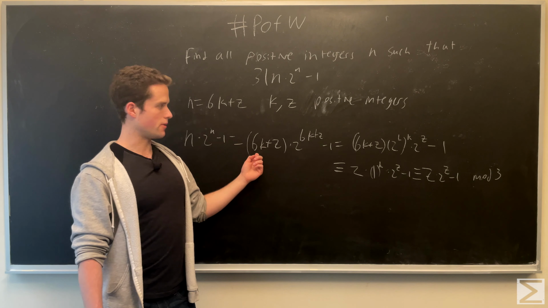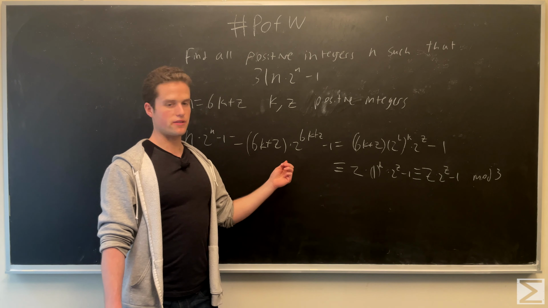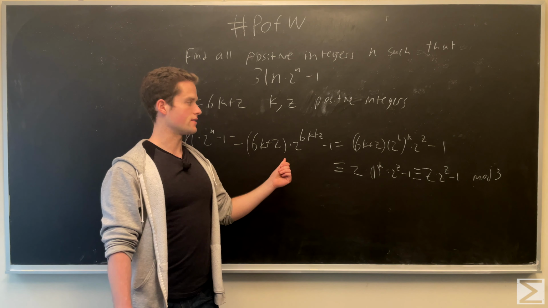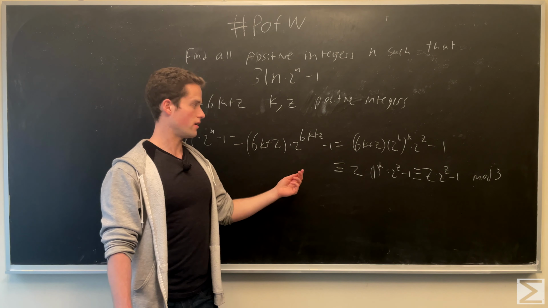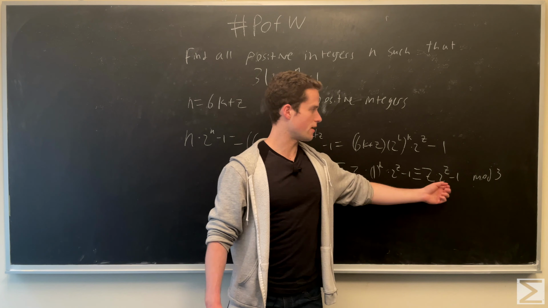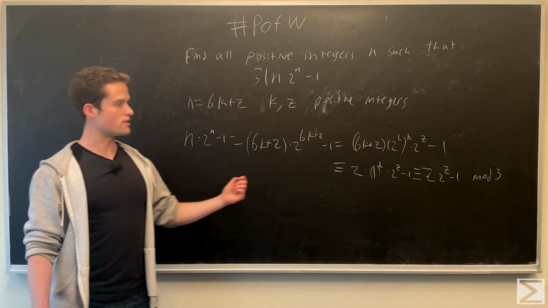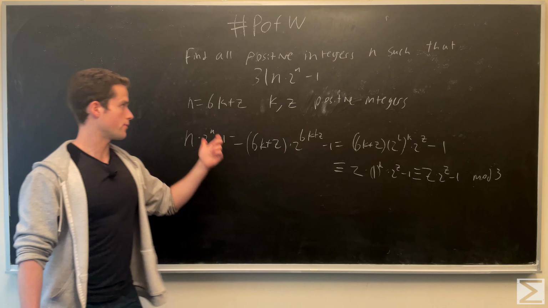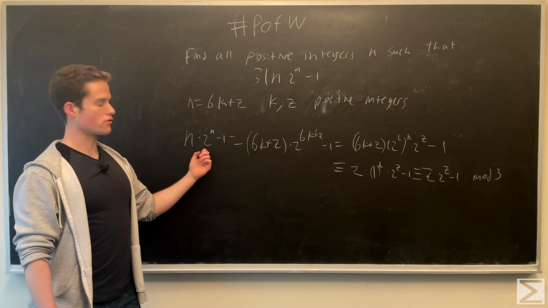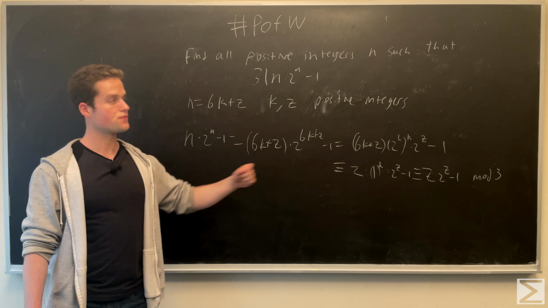6k is congruent to 0 mod 3, so this term drops out. 2 to the 6 is 2 to the 3 squared, and 2 to the 3 is 8, which is minus 1 squared. 64, which is congruent to 1 modulo 3. So everything modulo 3 works out nicely, and we get z times 2 to the z minus 1 modulo 3. So n times 2 to the n minus 1 is congruent to z times 2 to the z minus 1 modulo 3 when we have it written like this. So this is congruent to 0 mod 3 if and only if that is congruent to 0 mod 3.